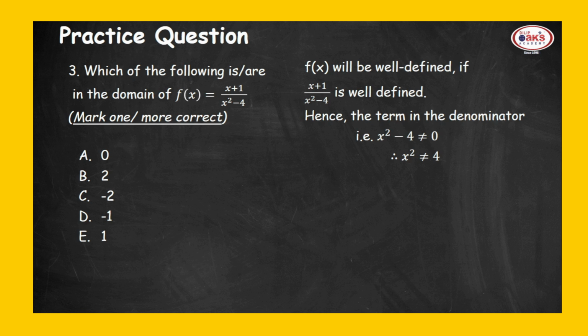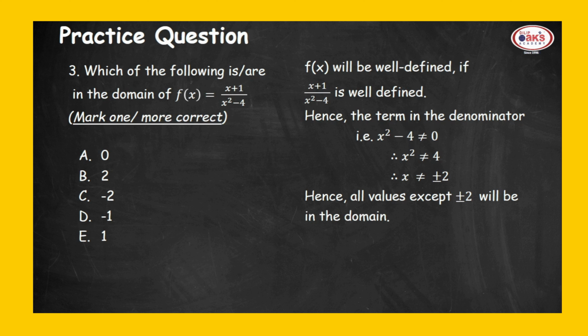That is, x square should not be equal to 4. That is, x should not be equal to plus or minus 2. Hence, all other values except plus or minus 2 are acceptable, or in other words, all values except plus or minus 2 will be in the domain of this function. As a result of which, the correct options to this question are options A, D, and E. Okay, I believe all of you understood this question and its solution. So this was the third question completed.